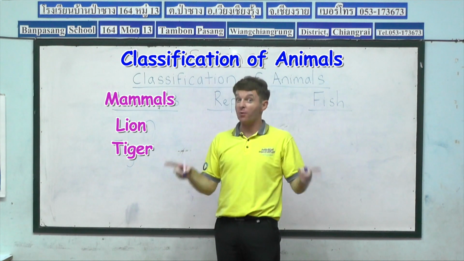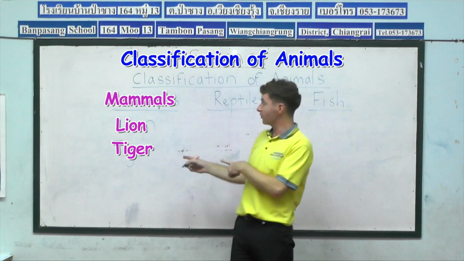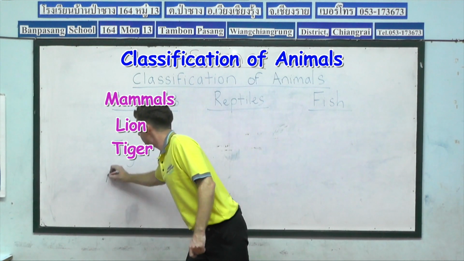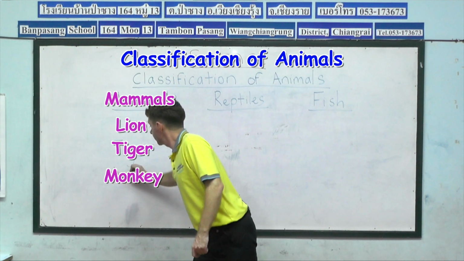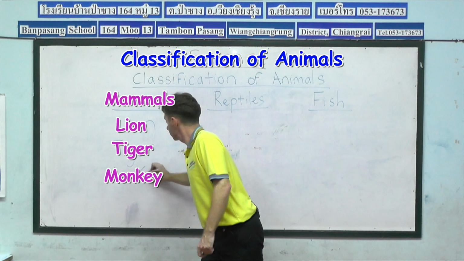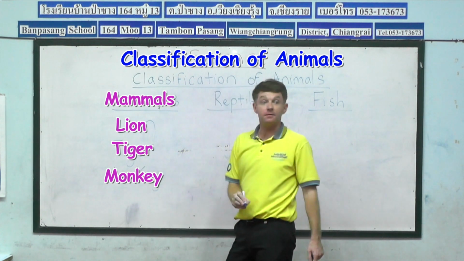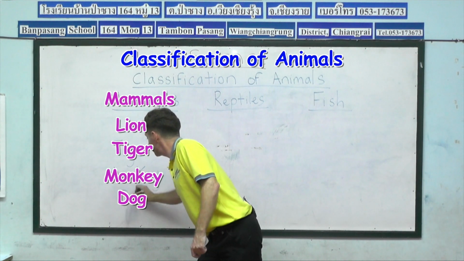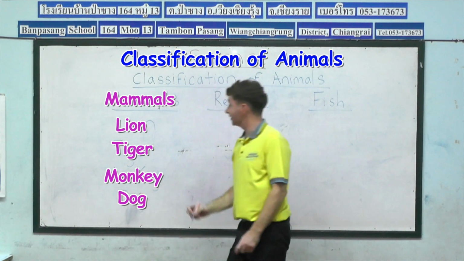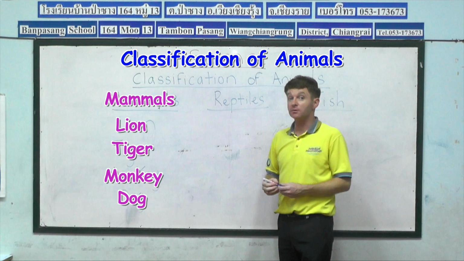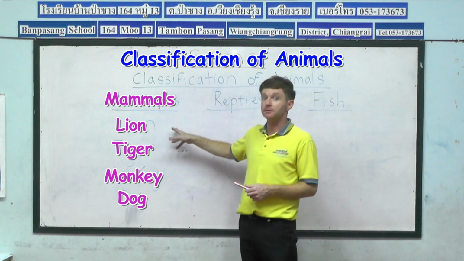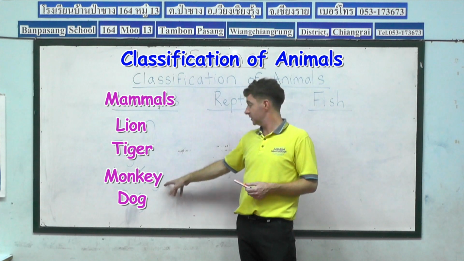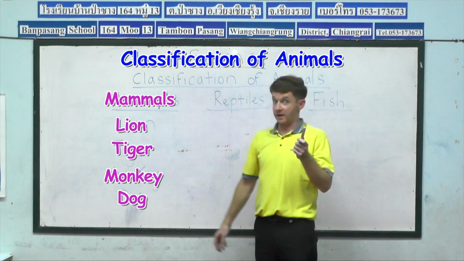Well done. Okay. Monkey and dog. Okay. They're both excellent answers. Both of them are mammals. So we'll write both. Monkey, M. Excellent. And then dog. D-O-G. Excellent. So 4 very good examples of mammals. Lion, tiger, monkey, dog. Okay.